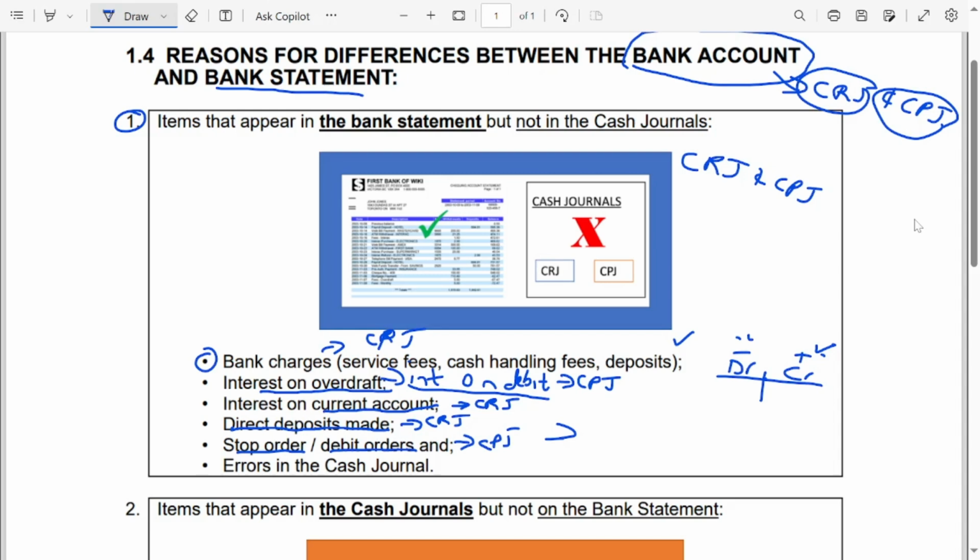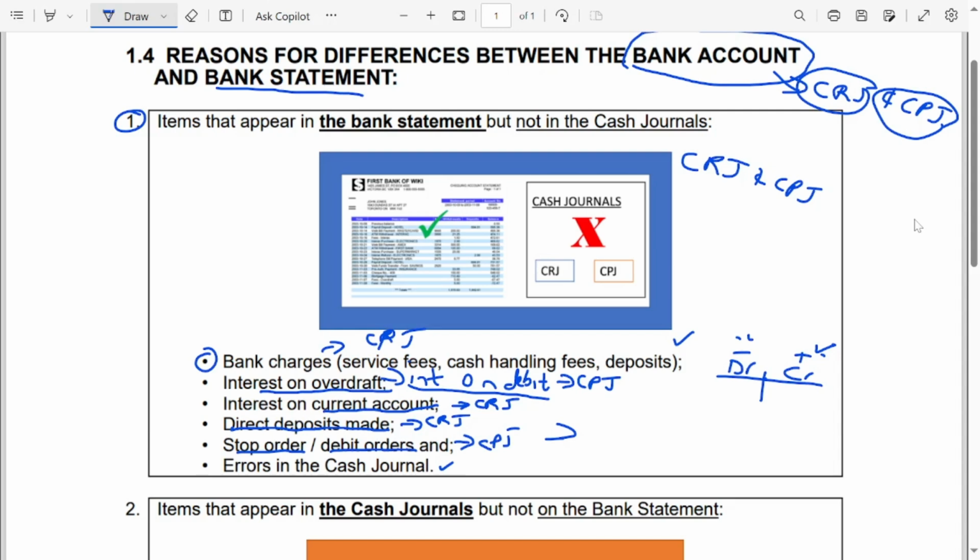And then we have the errors in the journals. So sometimes in the journals they can make an error. So if the error was made in a journal, that error must be corrected there in the journals. Okay, it must be corrected there in the journals. So sometimes they can tell you that the amount in the bank statement is correct, but the one in the journal is not correct. So now we have to correct that error.